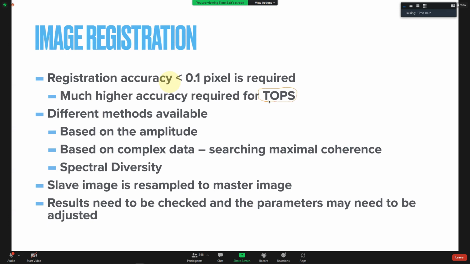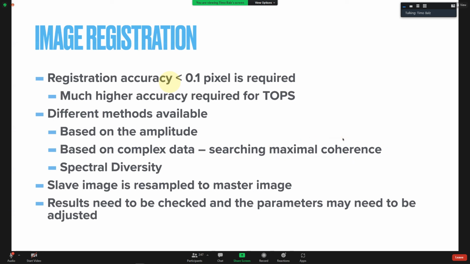And if we use TOPS data, so if you use Sentinel data, you need a much higher accuracy than 0.1 pixel in registration. So you need a different method. There are different methods available. Typically, we base it on the amplitude. We find, by looking at correlation, similar looking pixels, and then we match them. We can also do it with complex data, not looking at the matching in the amplitude, but at a maximum of coherence instead of a maximum of correlation.